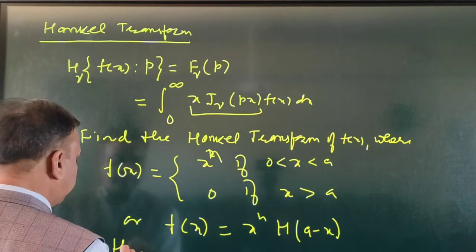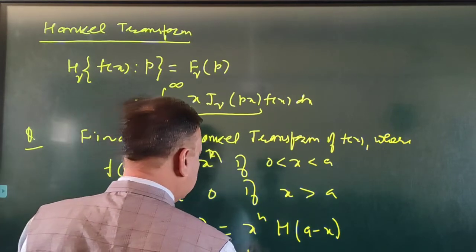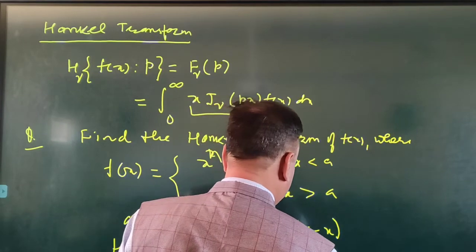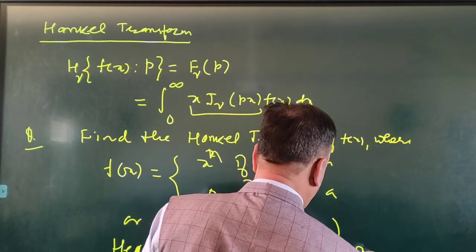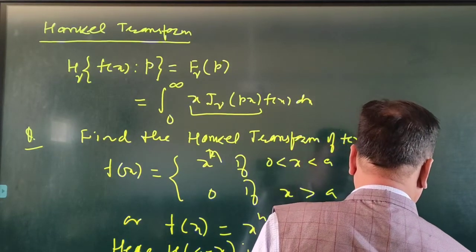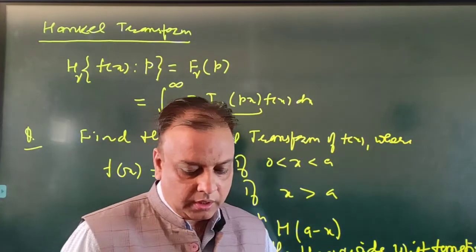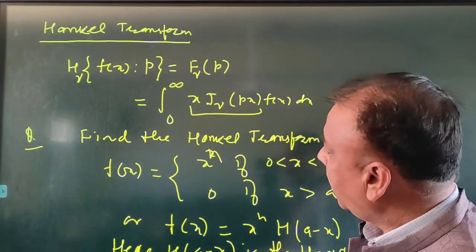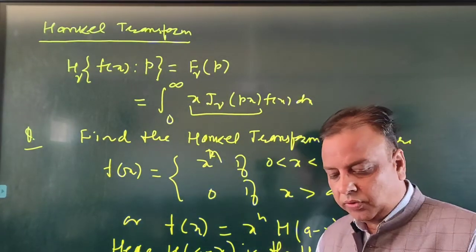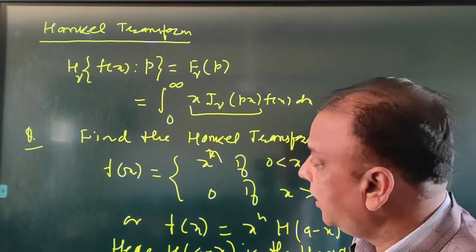Here H(a minus x) is the Heaviside unit function. So we have to find the Hankel transform of the function, which is defined as f(x) equals x raised to n if x lies between 0 and a, and it is 0 if x is greater than a.